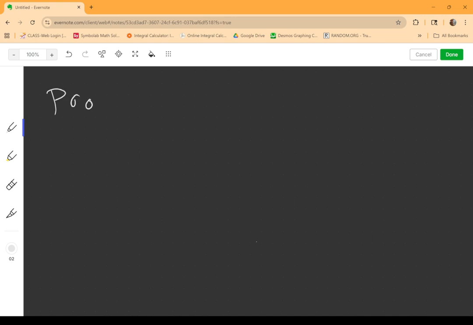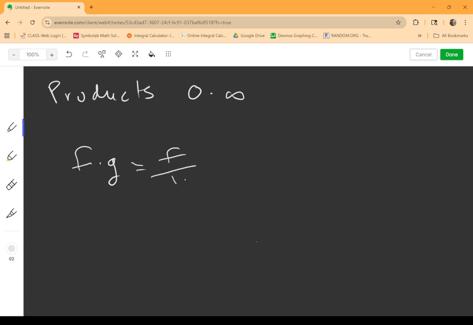I'm going to be looking at products of the form 0 times infinity, or infinity times 0. Either one, without loss of generality, I can refer to either one of these products. So if I do have a product of functions, f times g, let's say f is going to 0 and g is going to infinity. By using just the property of reciprocals, these are two equivalent statements.